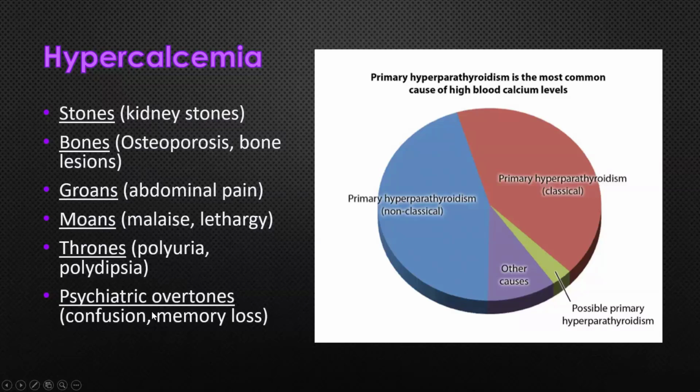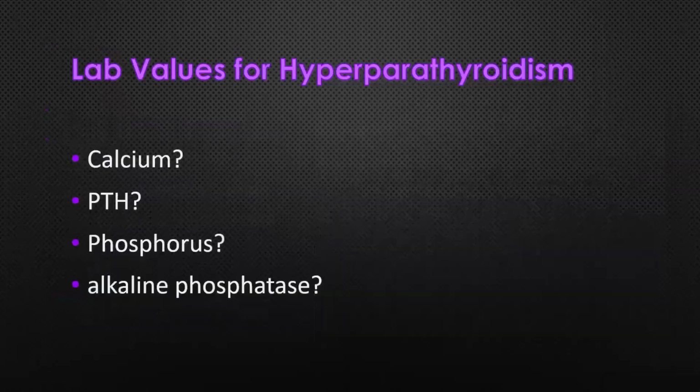Psychiatric overtones, so confusion and memory loss. All these are results of high calcium in the blood. And so what are the lab values then for hyperparathyroidism? We just said all those were from hypercalcemia, so calcium is going to be high.